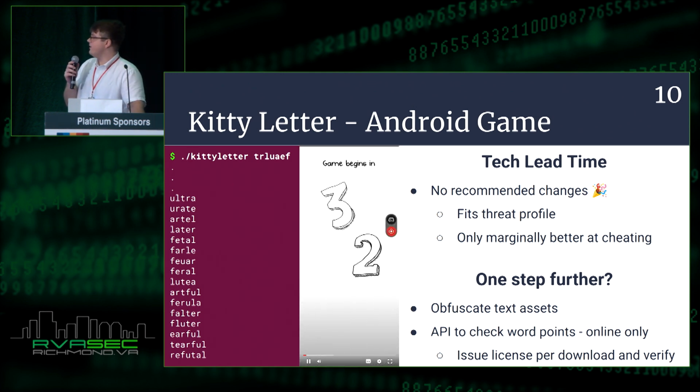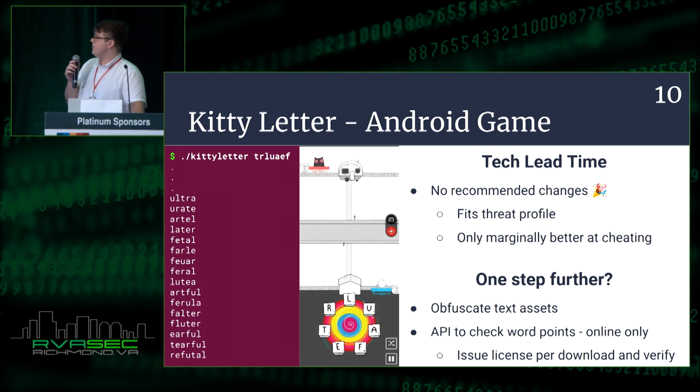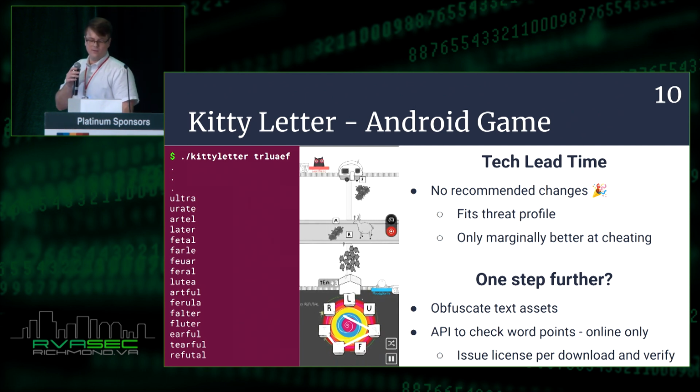On the left there, you'll see the terminal program I wrote. It accepts all the letters that are on the letter wheel there and then prints out everything that matches in the word list files. And for this one, the best words are going to be tearful and refutal, and I put some gameplay so you wouldn't get bored.